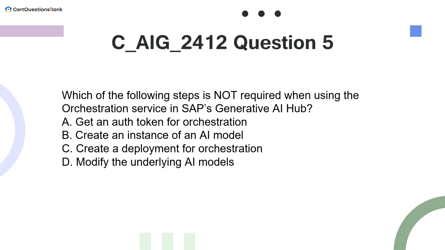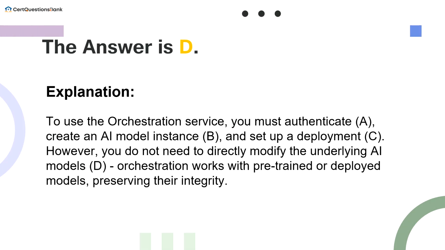Which of the following steps is not required when using the orchestration service in SAP's Generative AI Hub? A. Get an auth token for orchestration. B. Create an instance of an AI model. C. Create a deployment for orchestration. D. Modify the underlying AI models. The answer is D.